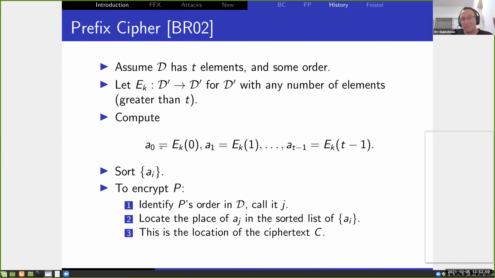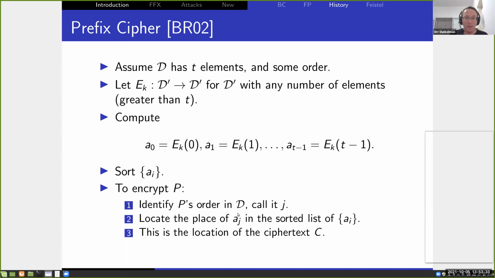Now, because this is a pseudo-random permutation, the sequence is going to be random. Everything is going to have roughly the same probability, so everybody should be happy. And how do you encrypt? You find the order of P in D. Let's say the domain D has some order, and when I say order, I don't mean the order in a subgroup, I mean the order in the domain. There is some lexicographical order there. You find it, and you call this value J.